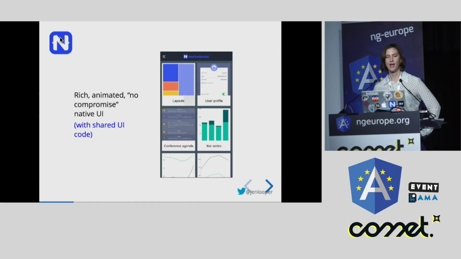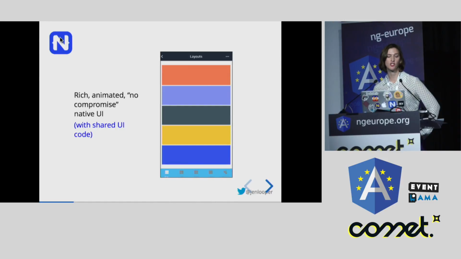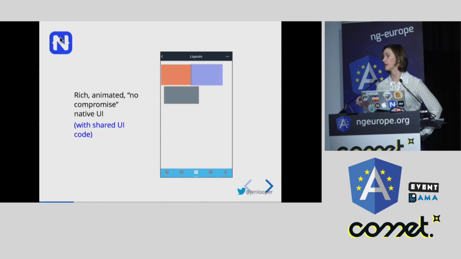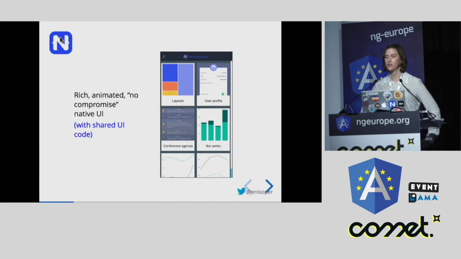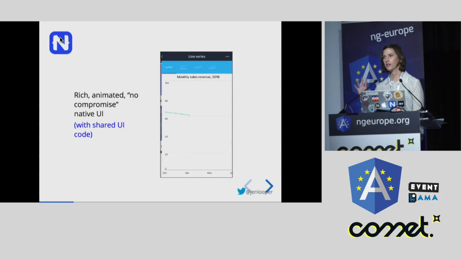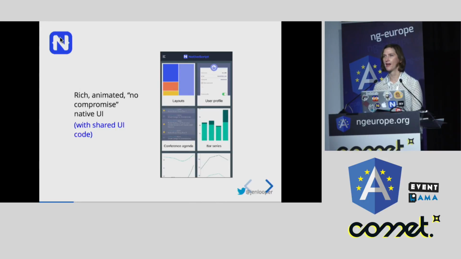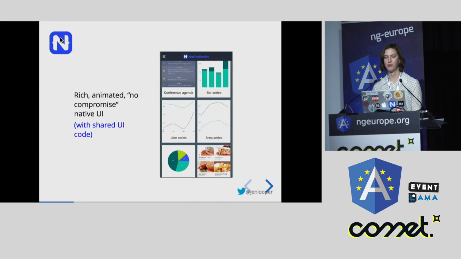And one of the reasons is that it offers rich, animated, no-compromise native UI. And I encourage you to go to the App Store and download an app called Examples NativeScript, and you can kind of feel how some of the charting feels, and the kind of native animations, and how it's just a speedy, fast, and attractive app experience.